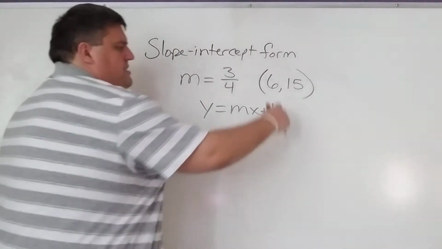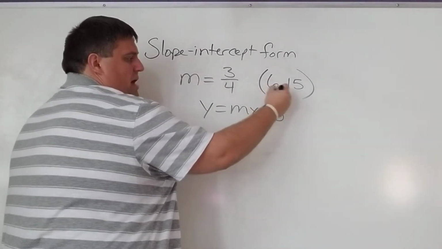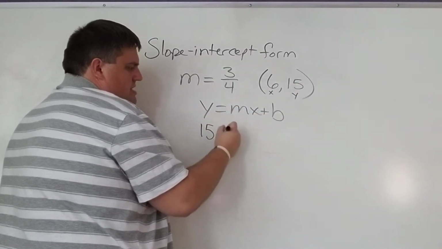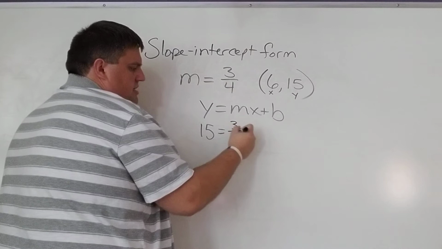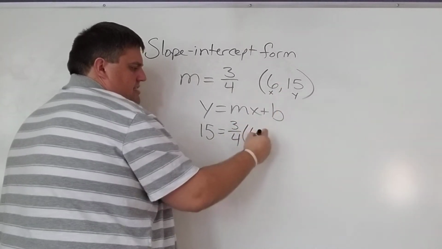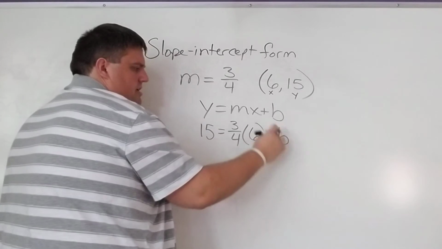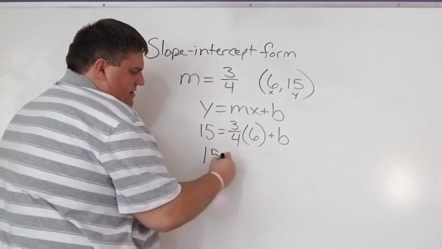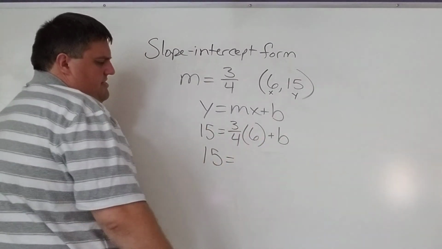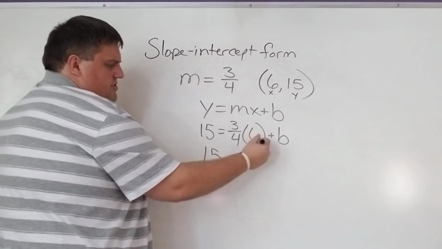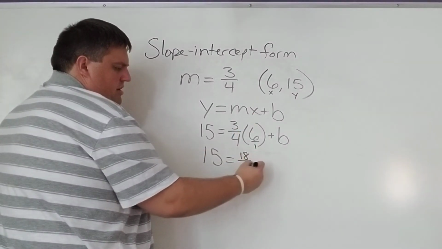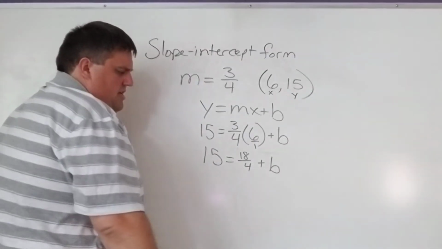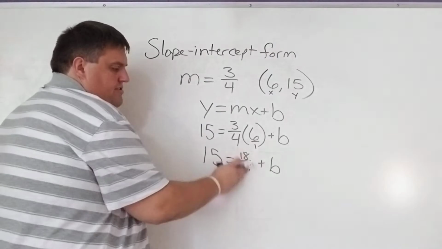So what I'm going to do is I'm going to use this as my x value and my y value because it's a point that's on our line. So I'm going to plug the y, the 15 in for y. My slope is 3/4. My x is 6. And I don't know b. So from there, 3/4 times 6, so I'll just go over 1, that'd be 18 over 4. And that would simplify, right? 2 goes into both of those. So it'd be 9/2. I'll just write 9/2.